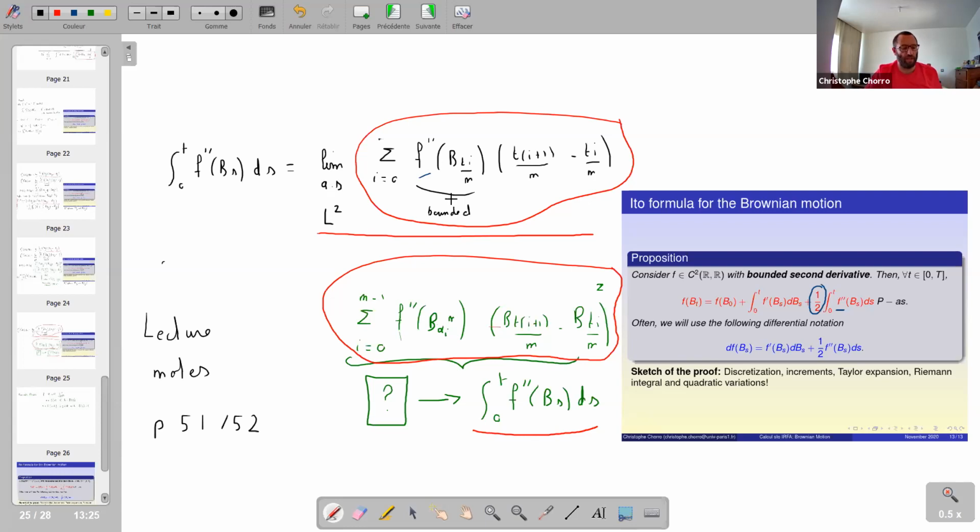I won't do the computation in detail, but you have it in the lecture notes. What I want you to keep in mind for the proof of the Ito formula is that you discretize and you use Taylor expansion. At the first order, it gives you the stochastic integral here. At the second order, it makes appear the 1/2 and something involving the second derivative. Then by a technical computation, I can prove that I obtain this Riemann integral for the second term. So do it at home. Have a look at this limit here.